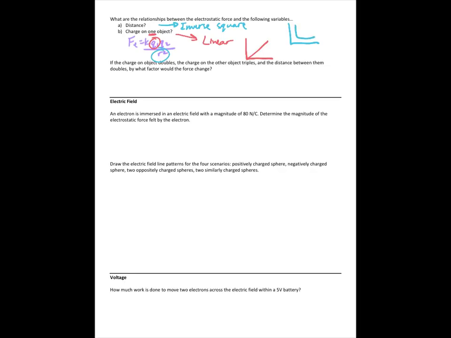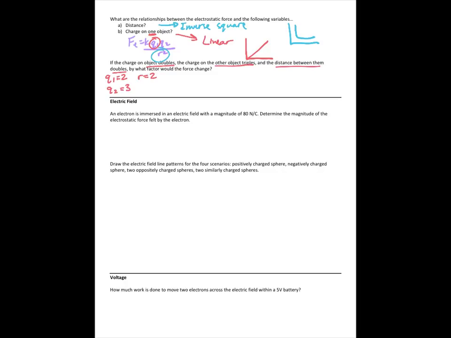If the charge on one object doubles, the charge on the other object triples, and the distance between them doubles, by what factor would the force change? Okay, so object 1 doubles, object 2 triples, and the distance between them doubles.